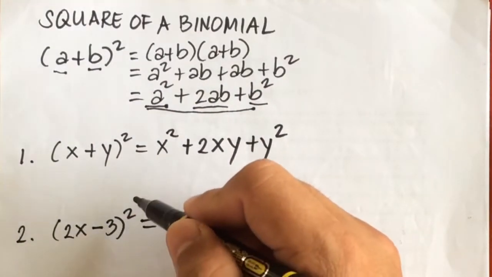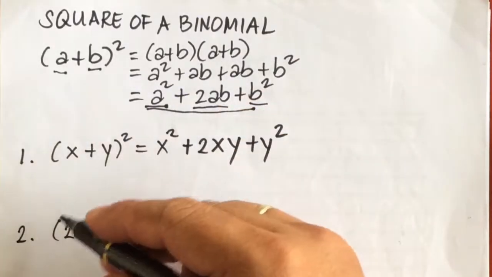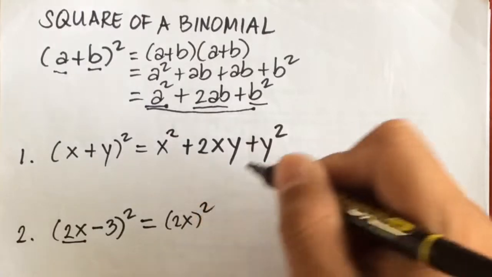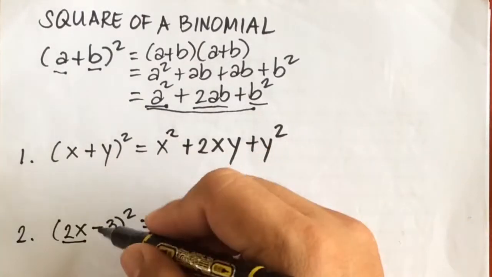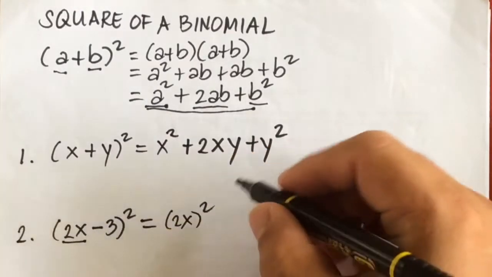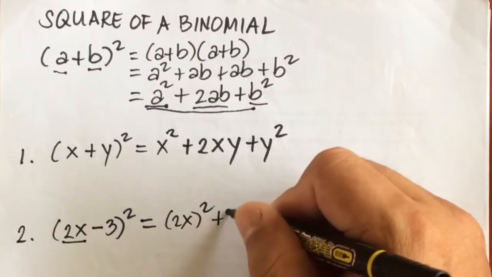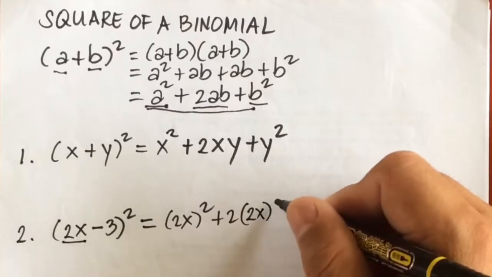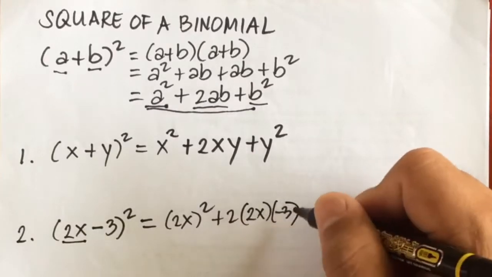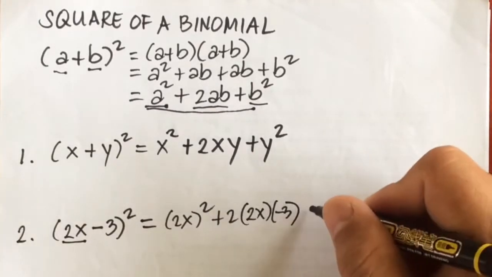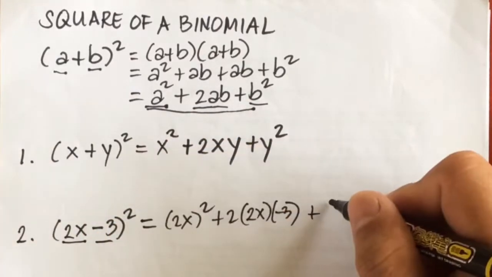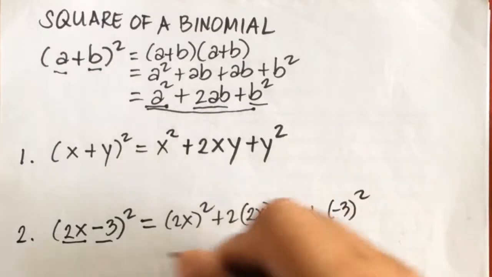Then number 2, the quantity of 2x minus 3, squared. So the first term will be the square of the first term here, so we're going to have (2x) squared. Then the second term will be twice the product of these two, so we're going to have twice the product of 2x times negative 3. Then the last term will be the square of the last term here, so plus (negative 3) squared.